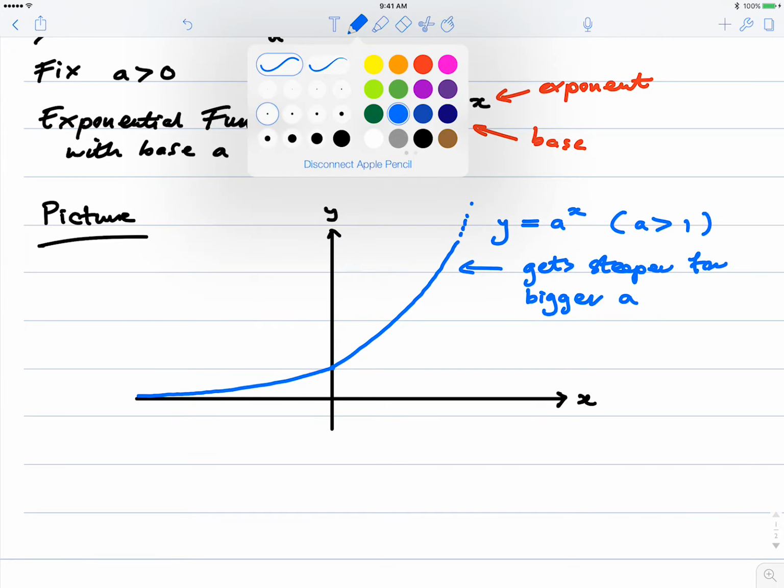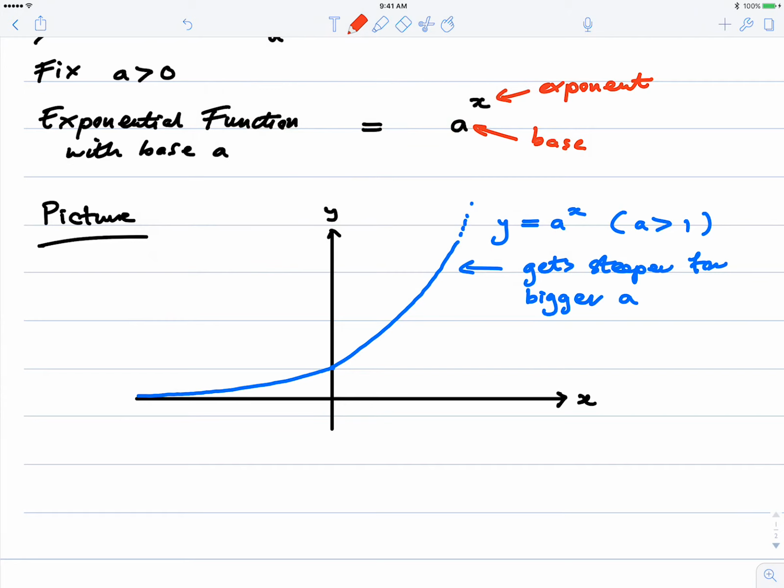Now what about, on the other hand, if I was to choose something where a is strictly less than 1? Well, it would basically be exactly the same picture, but reflected in the y-axis. So it would look like this, getting steeper like this. So this would be the picture, y is equal to a to the x, under the assumption that a is strictly less than 1. Why is this the case?